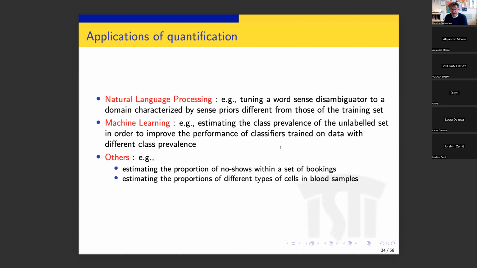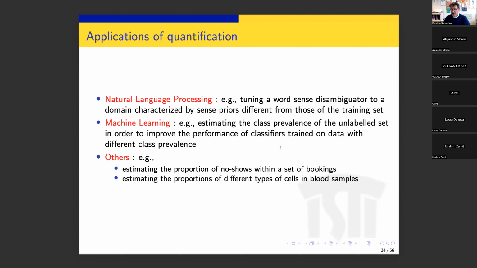For machine learning, we already mentioned that the main rationale is estimating the class prevalence of the unlabeled set in order to improve the performance of classifiers, in situations which are not IID, in situations that are characterized by dataset shift. But the ones that I've mentioned are just the main applications of quantification.